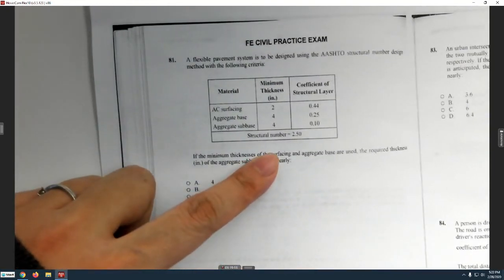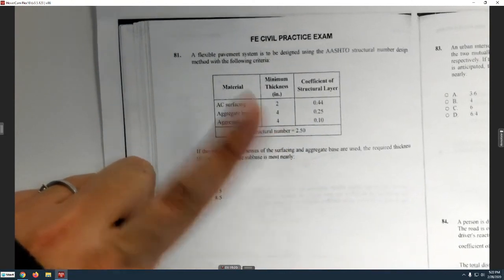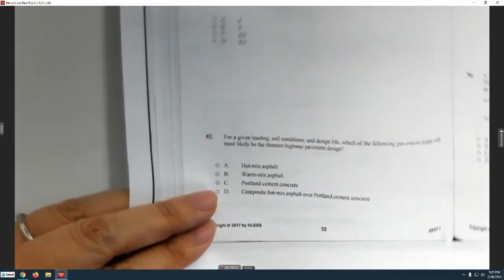AT1, you know how to do this now. The structural number, right? Structural number thingy. It's just a weighted sum. Okay.